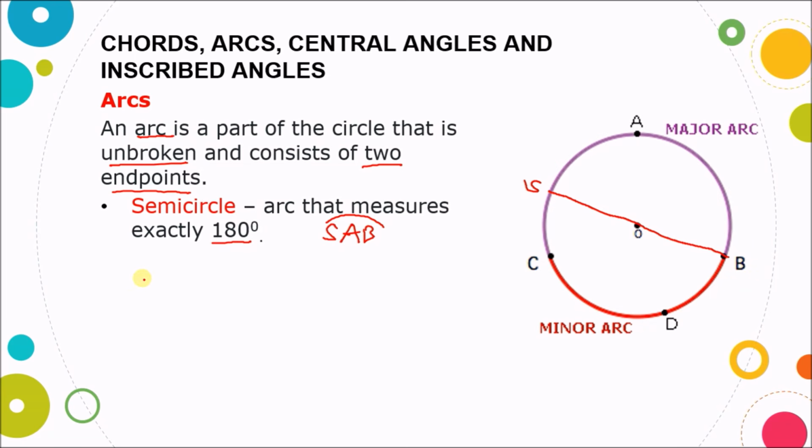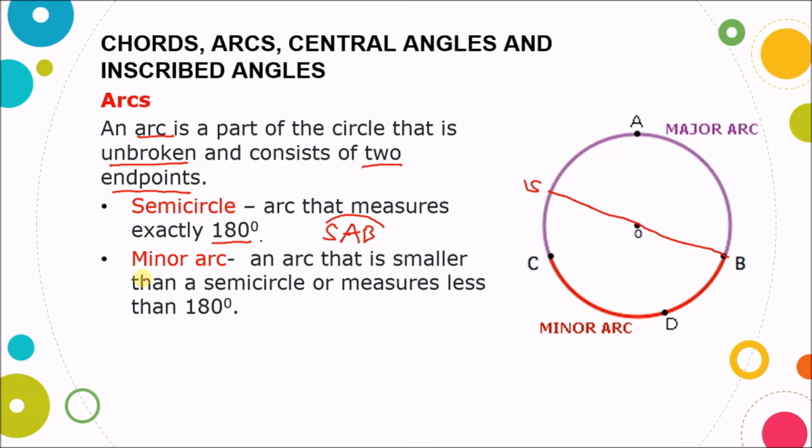Okay. Aside from the semicircle, we also have the minor arc, wherein the minor arc is actually less than a semicircle. Kung 180 yung semicircle natin, ang minor arc is less than 180. Most probably, if we have the integer, positive integer ang sukat, ang magiging karapat-dapat lang is 1 hanggang 179.